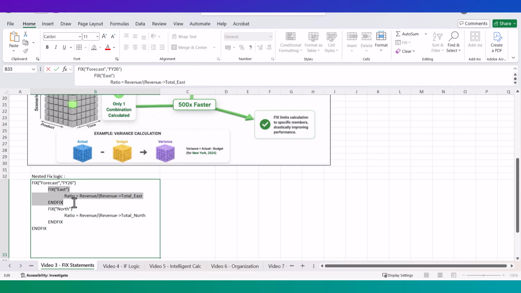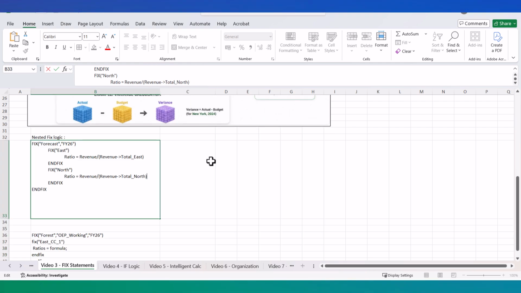So for East, we have a separate logic. That's why we have given FIX of East only for the East region. This ratio will get calculated, that is revenue divided by revenue of total East. Similarly, for North, the ratio will be calculated by taking North revenue divided by total North. So this is one of the nested FIX logic examples. By maintaining the global FIX and the nested FIX, it keeps our script readable and the calculation targeted.